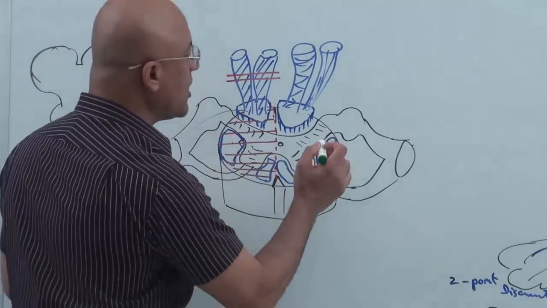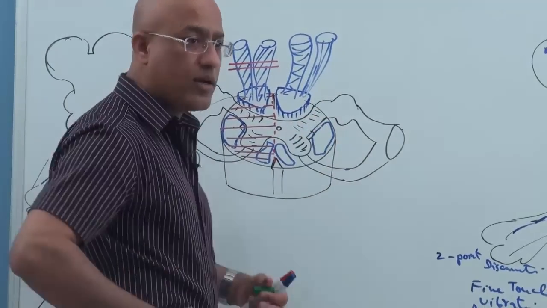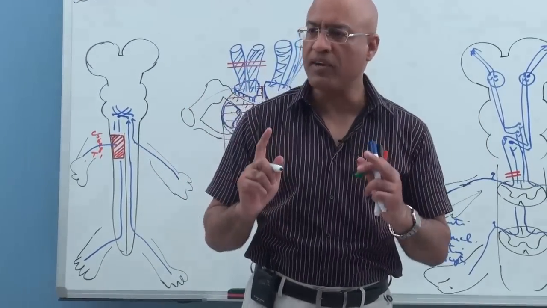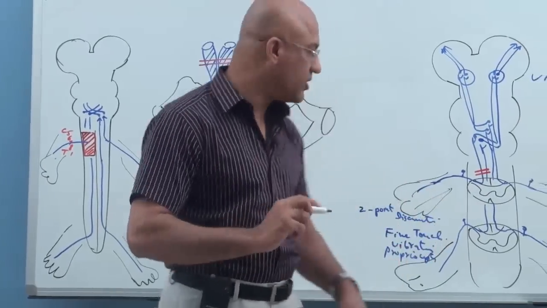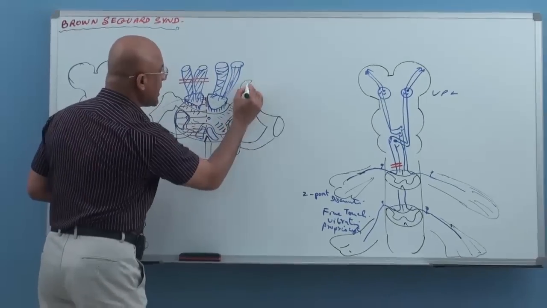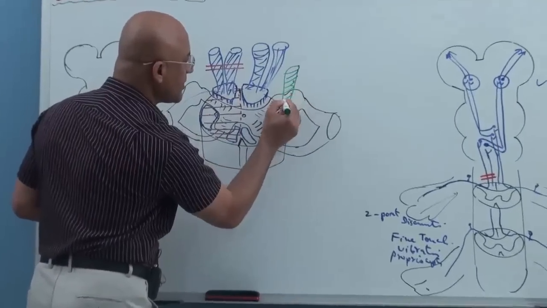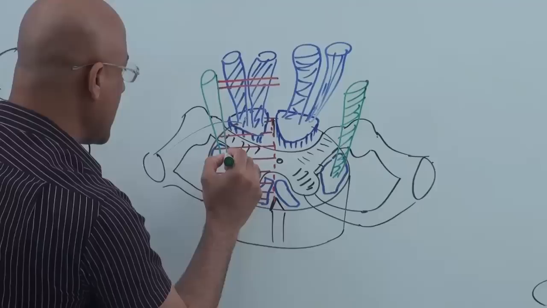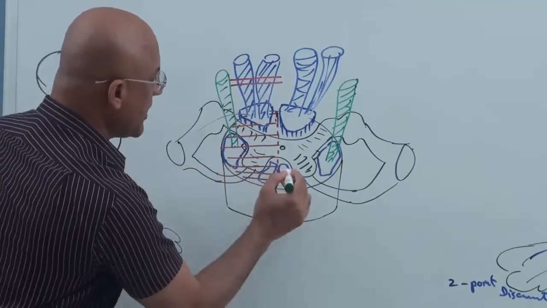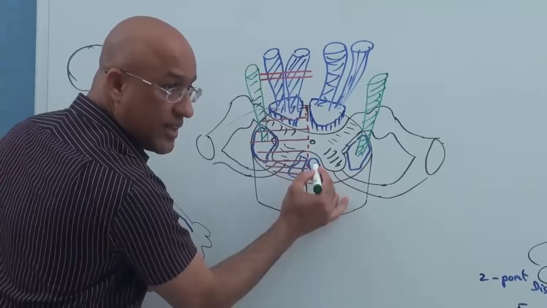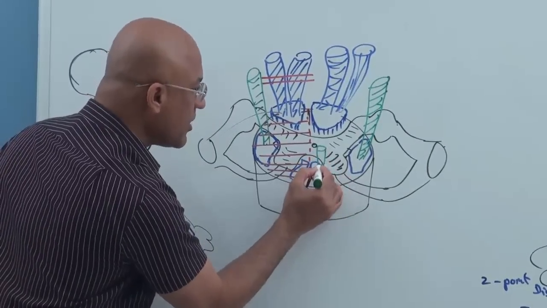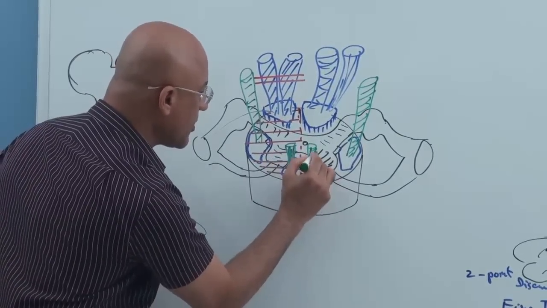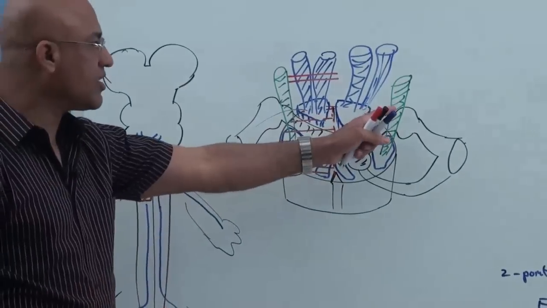Spinothalamic tract, I'm going to show here. There are two spinothalamic tracts which are taking information from the spinal cord to the thalamus. One is lateral and the other is anterior, right? So here I draw the lateral spinothalamic tract. I will tell you exactly how it is formed and what it is doing. Here is the lateral spinothalamic tract, and here in the anterior funiculus there is the anterior spinothalamic tract.